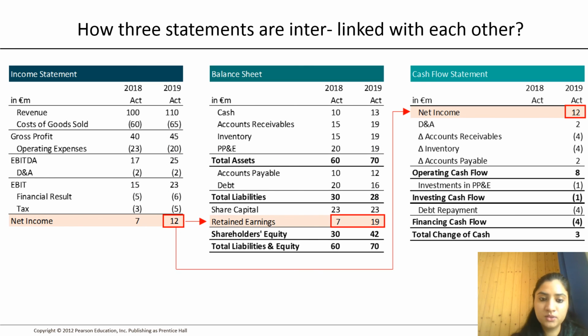Here is an example. Net income is 12, and that is the retained earnings. You can see here 19 minus 7 is 12. Another thing you can see is that the net income is also seen in the cash flow statement. In this way we can see similar information in the different statements. However, the different statements represent different views of the company.